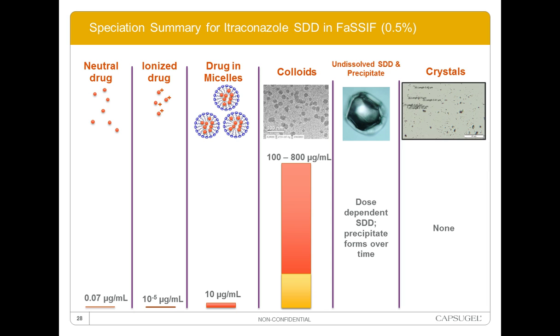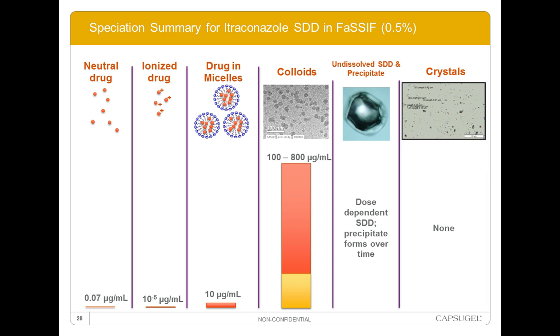So if we come back to that slide I'd shown before about the different species, then for itraconazole we see that the neutral drug concentration is very low. The ionized drug concentration is extremely low, since the pKa is only about 3 or so. And the drug in micelles is the overwhelming concentration of species outside of colloids, about 10 microgram per mL concentration in micelles. And then the colloids represent most of what we see in the dissolution test and overwhelm all the other species that are formed for this compound.